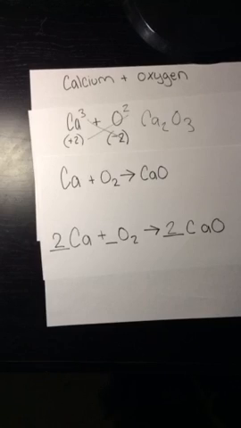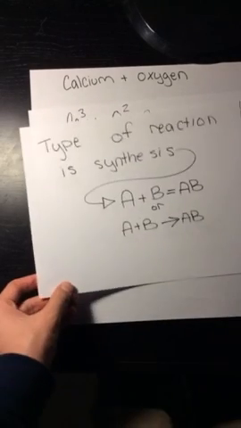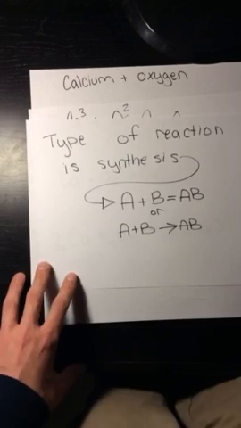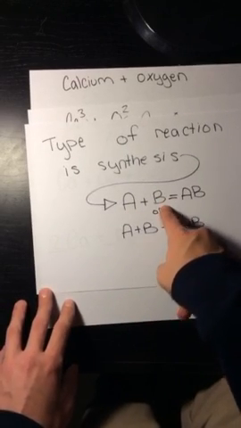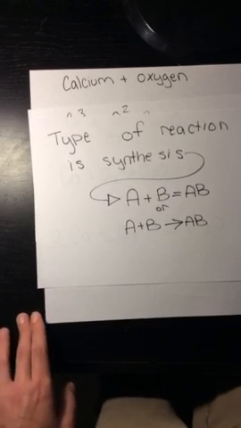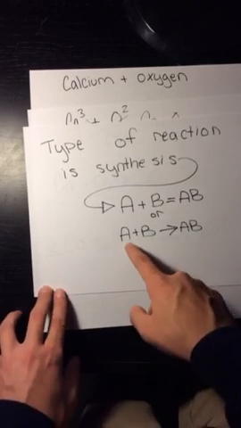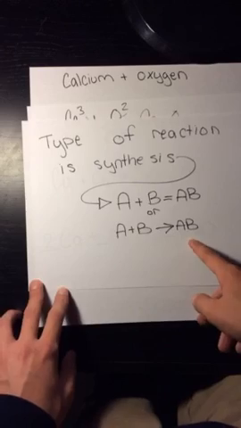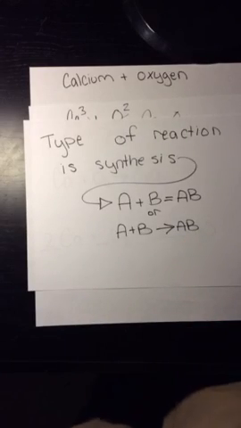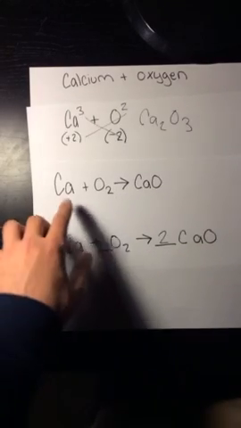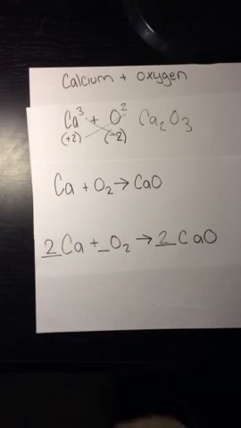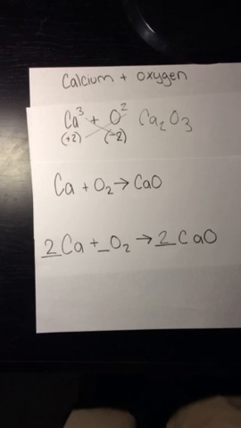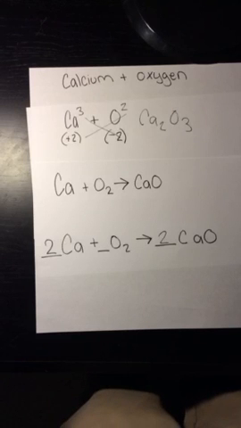The type of reaction this is, it's a synthesis reaction because you're adding 1 plus the other equaling the product or sum. So 1 element plus 1 element equals a combination of 2 elements. So calcium plus oxygen equals CaO. And that's how you solve and balance a prediction chemistry equation.